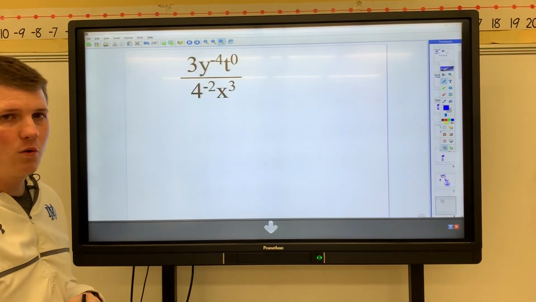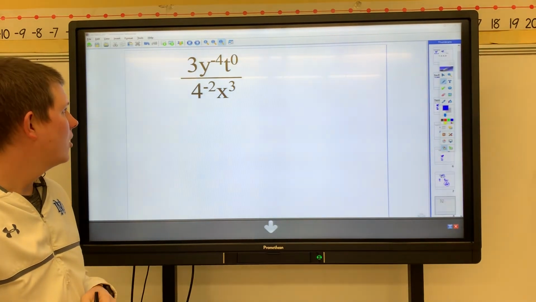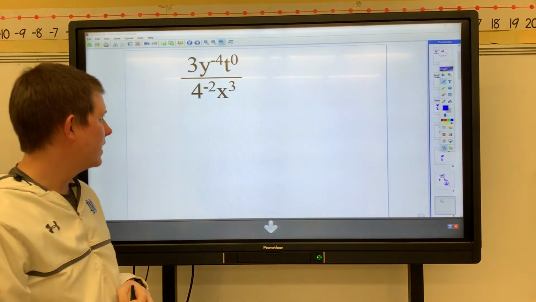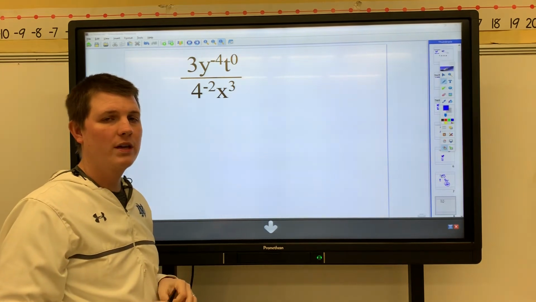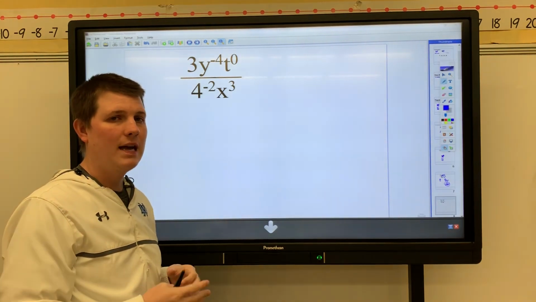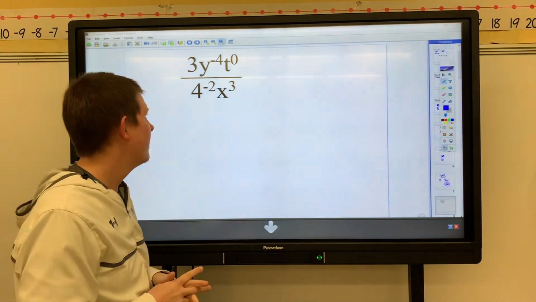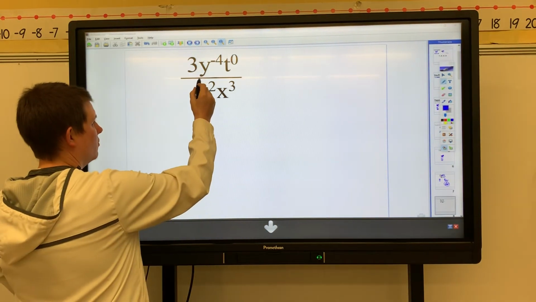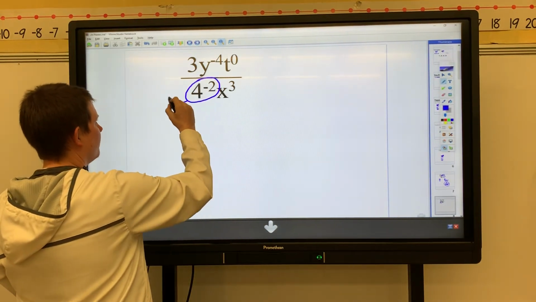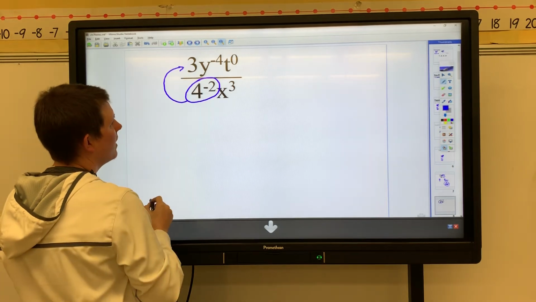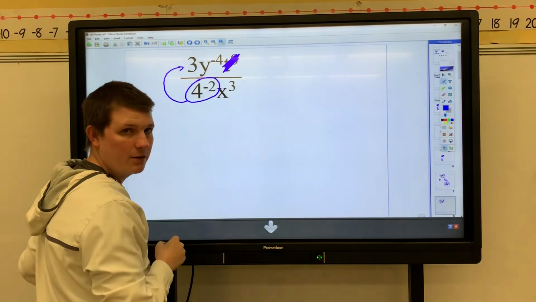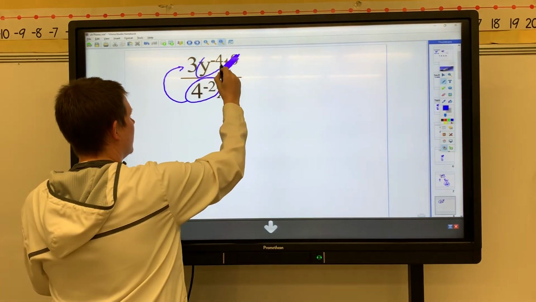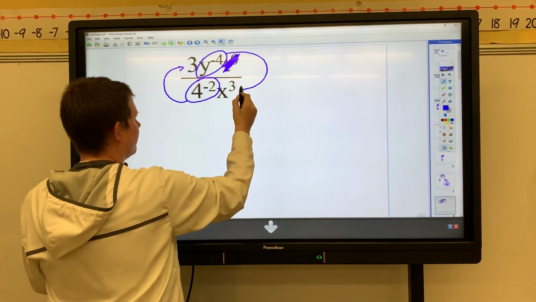3y to the negative fourth, t to the 0, all over 4 to the negative second, x to the third. Just like the last one, if you break it up and look at one part at a time and not the whole thing, it shouldn't be too bad. So I see a negative 2 and a 4. I'm going to bring that up. I'm also going to cancel this out because it's 0. And I'm going to take y to the negative fourth and bring it down.